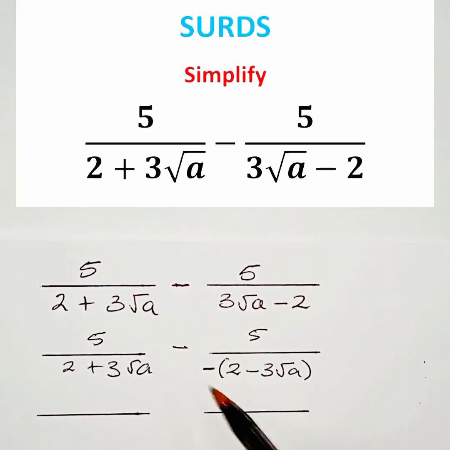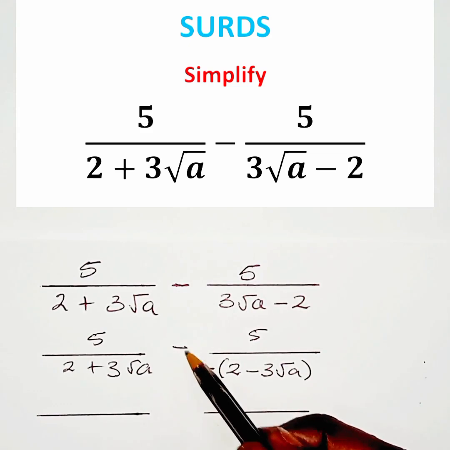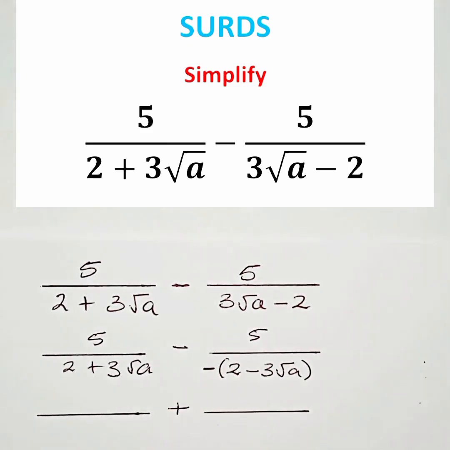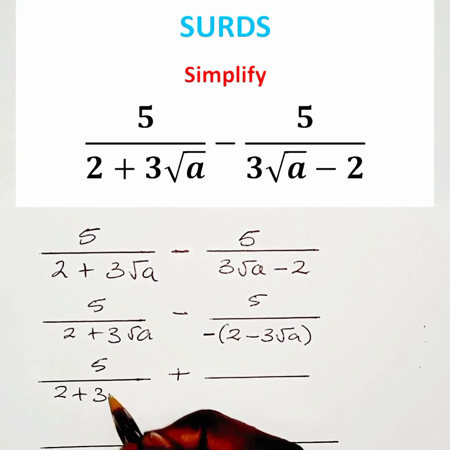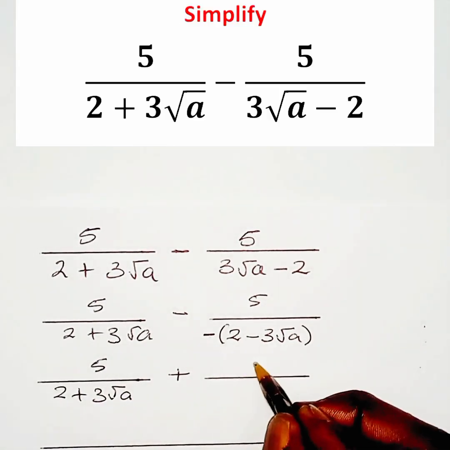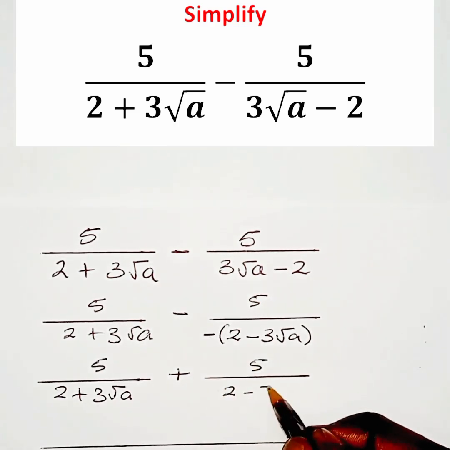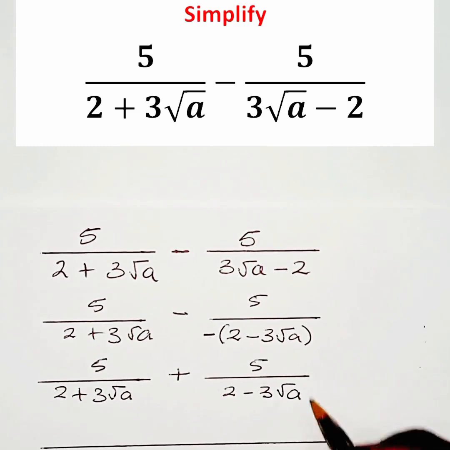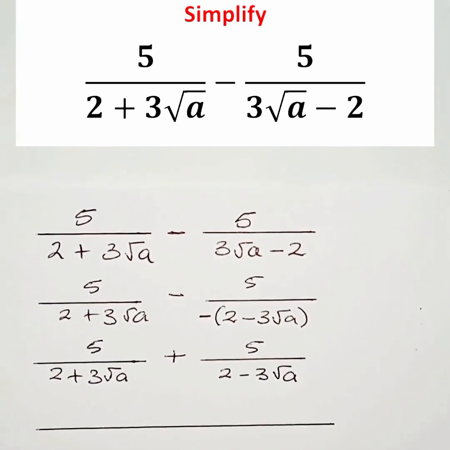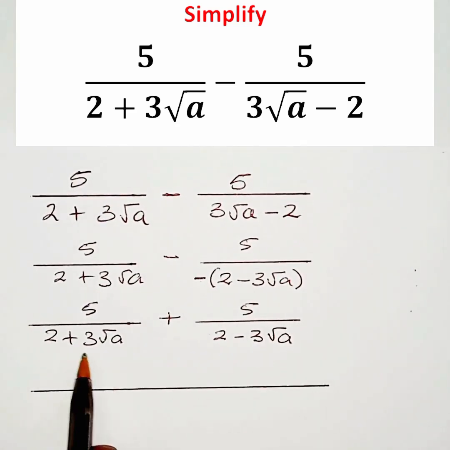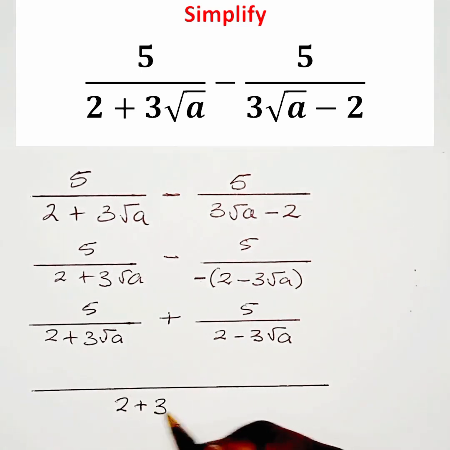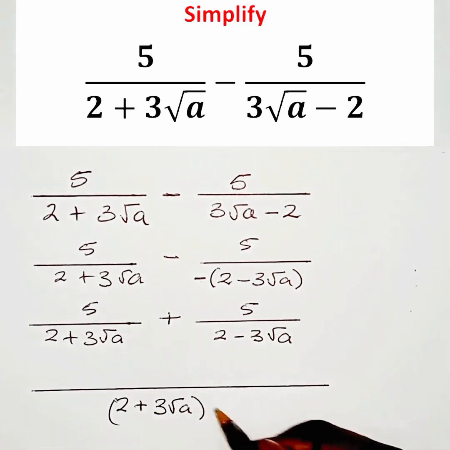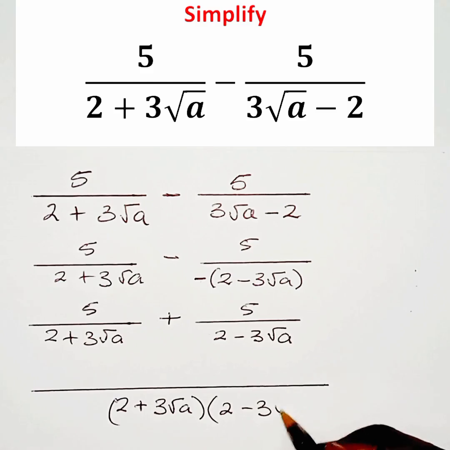But now this negative is going to divide with that negative. You're going to get a positive on that. So we're going to have 5 divided by 2 plus 3 root a, then 5 over 2 minus 3 root a. Now we have our lowest common denominator, and the lowest common denominator is actually the product of this and that. So we're going to have 2 plus 3 root a and 2 minus 3 root a.